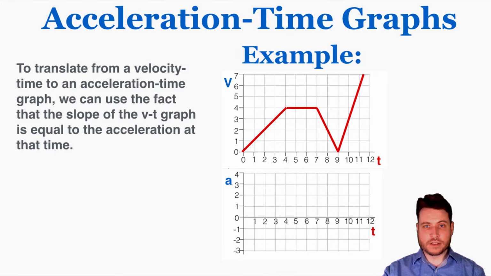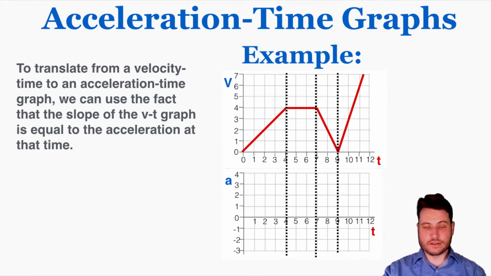We can translate from an acceleration time to a velocity time graph and vice versa. To translate from a velocity time to an acceleration time graph, we can use the fact that the slope on the velocity time graph is equal to the acceleration at that time. So I'm just going to section this off and find the slope at each point and call that the acceleration.